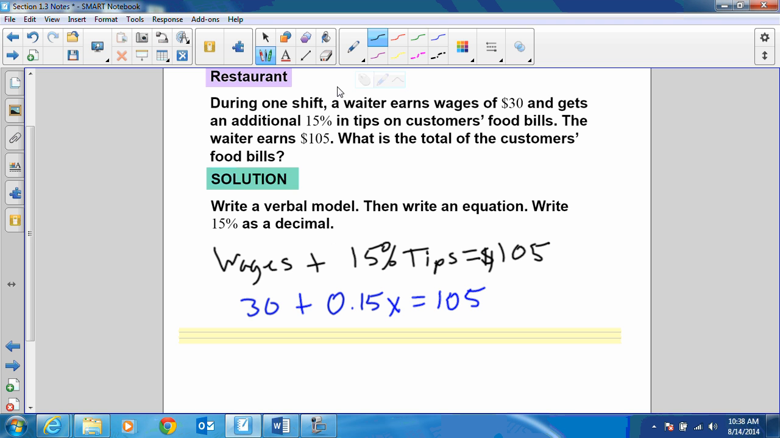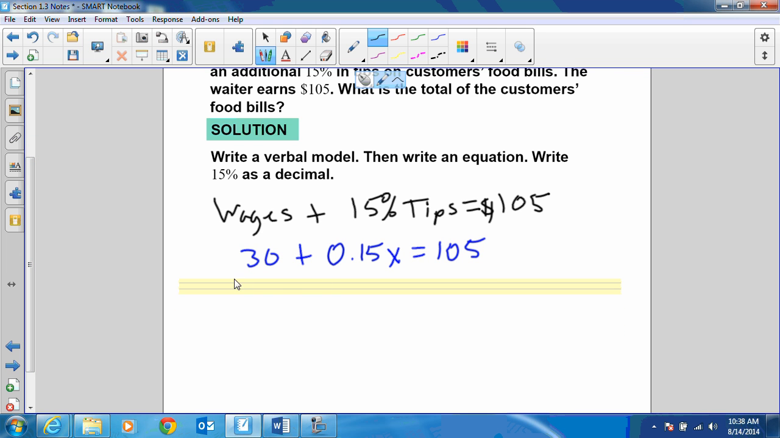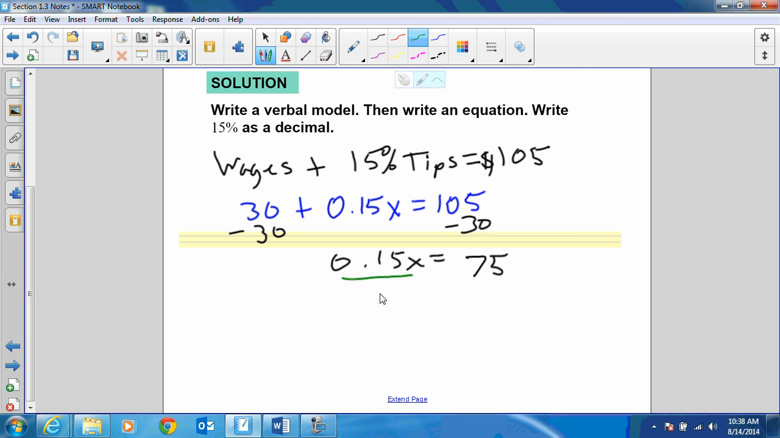And then we use the same rules. Once we have set up the algebraic equation, we're just going to subtract 30 from both sides, which gives us 0.15x equals, what is that, 105 minus 30, 75. So we got 75. Then the last step to get x by itself is to divide by the coefficient of x. The coefficient was 0.15. So we get x equals 75 divided by 0.15. I don't have a calculator ready.